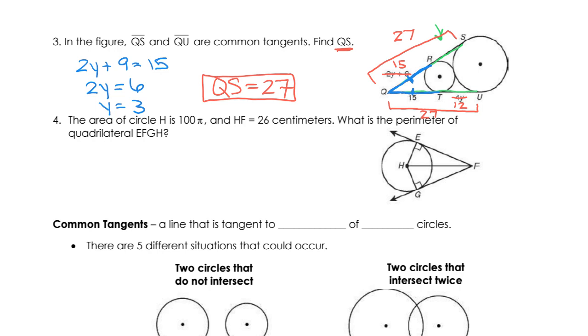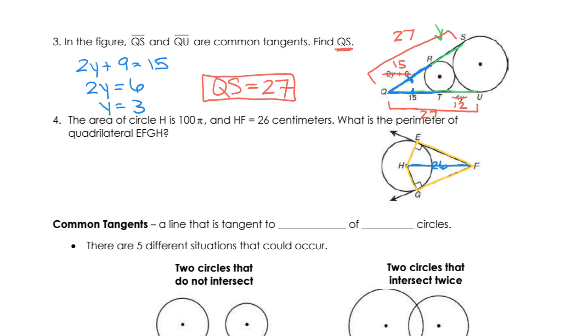Number 4 says that the area of circle H is 100 pi, and HF is 26 centimeters. So H to F, that's 26. They want to know what's the perimeter of quadrilateral EFGH. So this four-sided figure in here. Problem is we don't have any of the sides in this figure. We have one segment length in the middle, but that's not part of the perimeter.